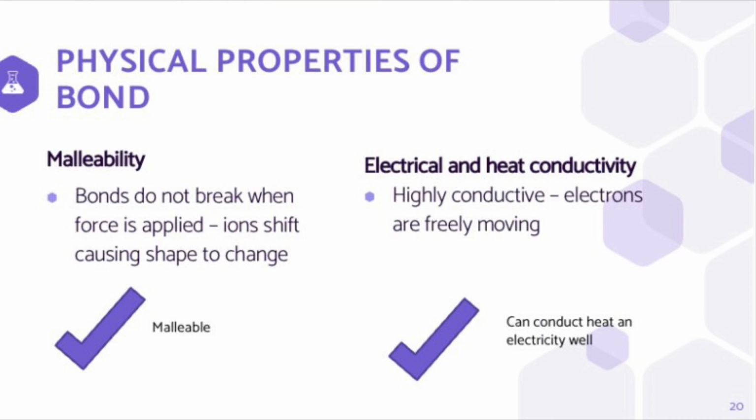When force is applied onto metallic bonds, the bonds do not break, but instead the nuclei shift, causing ions to slide over each other, changing its shape without shattering. Metallic bonds are good conductors of heat and electricity as it relies on the flow of electrons. As mentioned earlier, electrons in metallic bonds are constantly moving around, allowing electricity and heat to easily flow through.